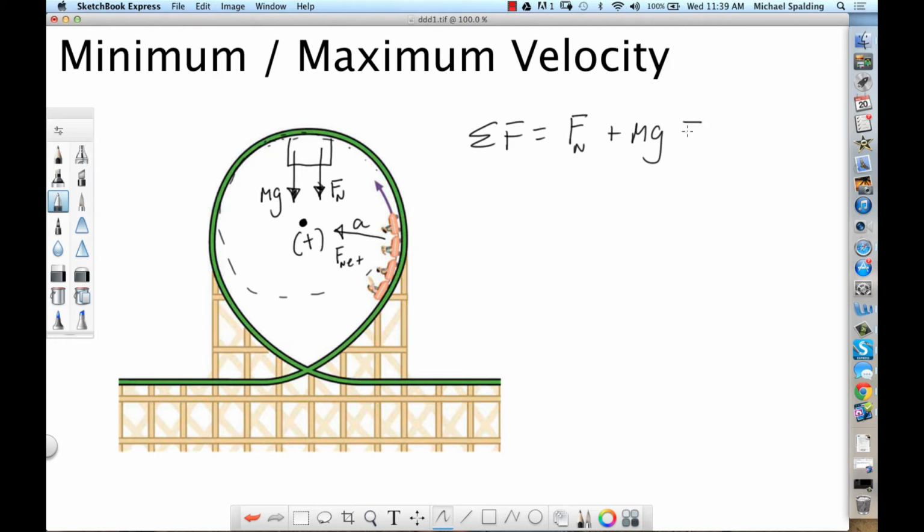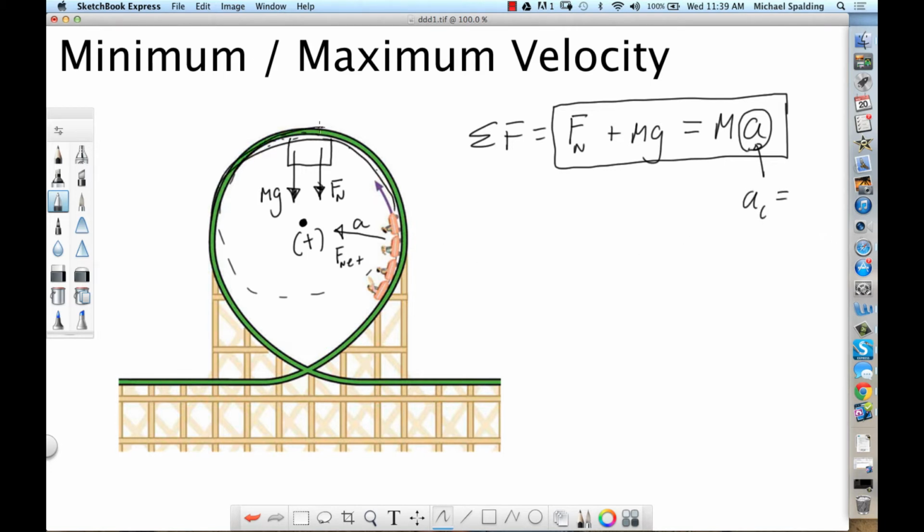What is the sum of the forces always equal? ma. Now, this a is a special a. It's a centripetal acceleration. How do I know it's centripetal? Because the car is in a circular path. Whenever an object is in a circular path, there's a centripetal acceleration, and we have an equation for it: v squared over r. So we plug that in. What we have now is normal force plus mg equals mv squared over r.